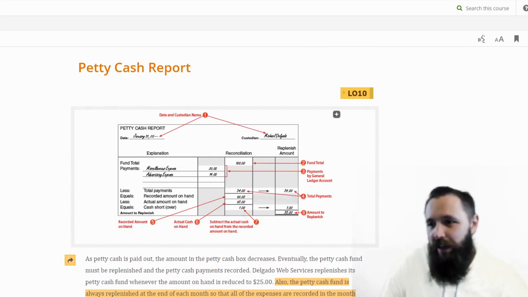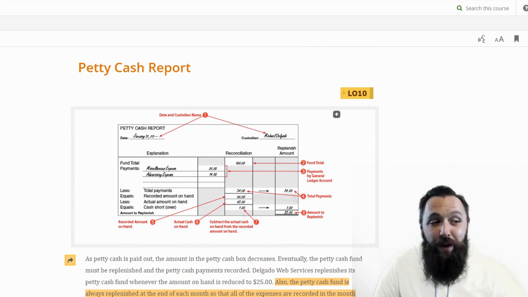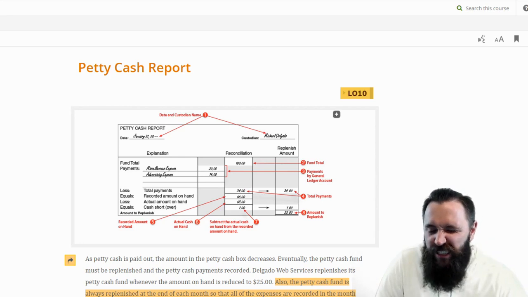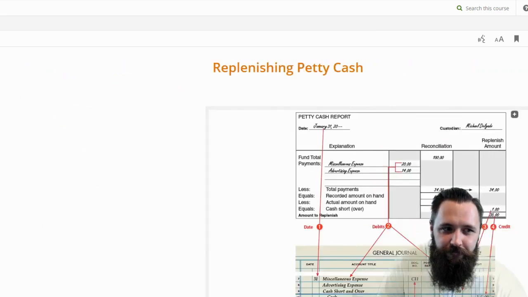And just like all the other, writing out a check and the bank statement reconciliation might look like a lot of information right now, but once we start doing it and get a little repetition in, it becomes easier.